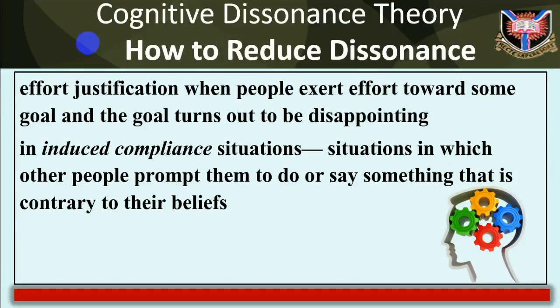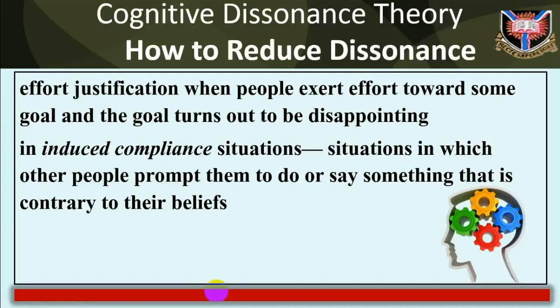How to reduce dissonance? People also engage in effort justification when they exert effort towards some goal and the goal turns out to be disappointing. They justify their expenditure of energy by deciding that the goal is truly worthwhile.